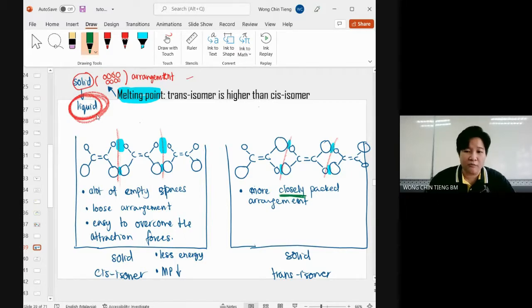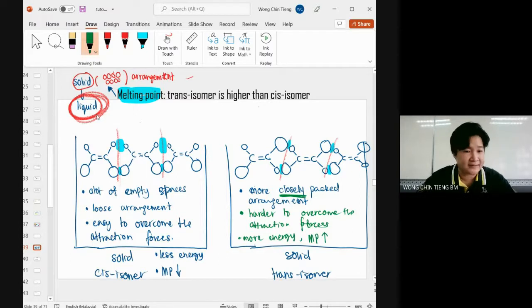Compare dengan pakcik yang closely packed tu. Very closely packed. When very closely packed, it's harder to overcome the forces. Alright? When it's harder to overcome the attraction forces, you need more energy. And when you need more energy, bermakna melting point automatically tinggi. Kamu perlu panaskan dia lagi lama, baru dia cair. Okay? So the keyword in the melting point, kalau tadi kita guna polarity, melting point, the keyword adalah arrangement.